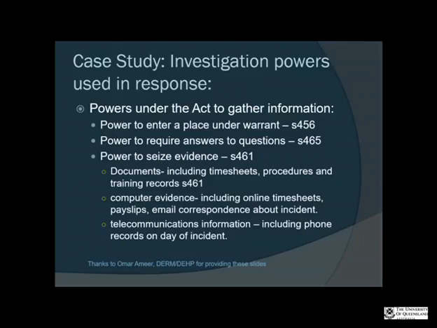So it had a power to enter the place under a warrant. Okay, it had to get a warrant to enter the site. It had a power to require answers to questions. And it could also seize evidence. So it took things like timesheets, standard procedures, training records. So it was looking for evidence of what the standards of environmental training were and things like that.